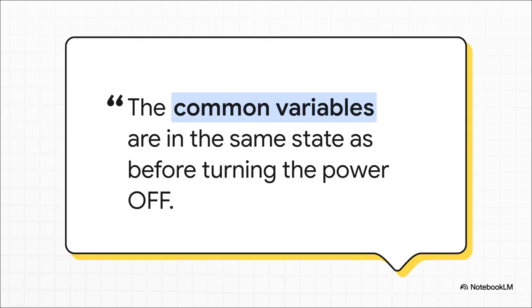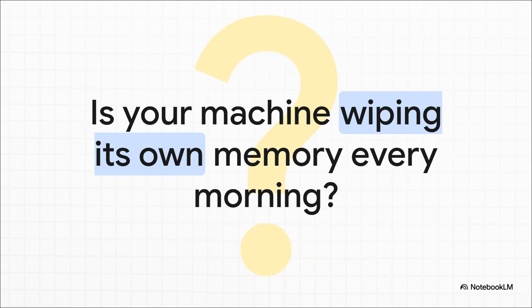And what's the payoff for flipping this one little bit? Well, the manual says it best. The result is: the common variables are in the same state as before turning the power off. That's it. That's the goal. No more mystery resets, no more morning surprises, just stability and predictability. So I'll just leave you with this one final thought. That machine on your shop floor, the one you count on every single day, is it secretly sabotaging itself every morning? Now you know what to look for. And more importantly, now you know exactly how to fix it.